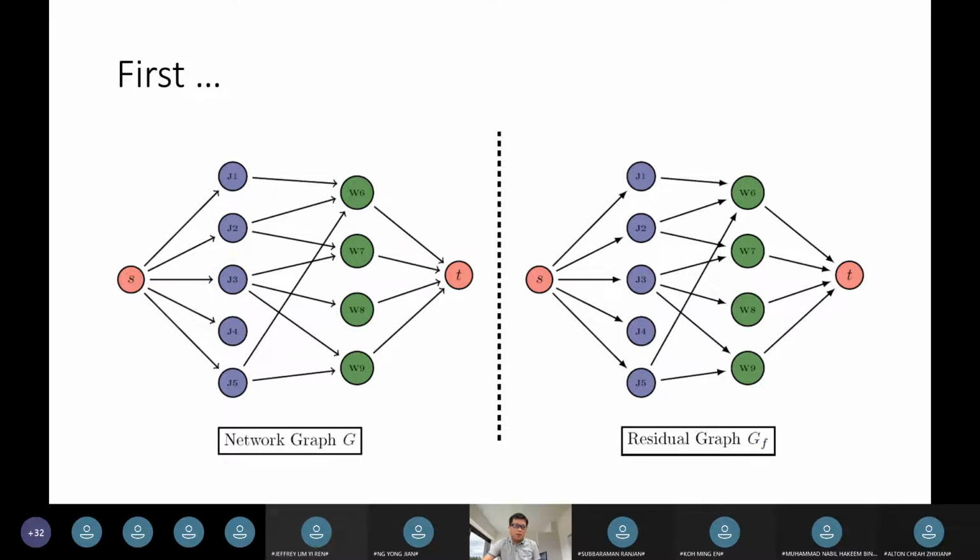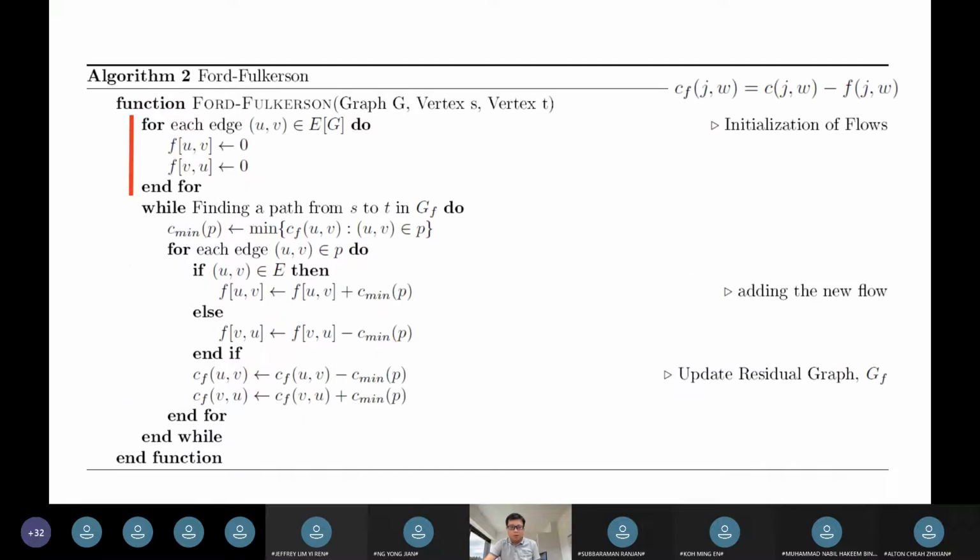So for example, first we have this one: the original network and the residual network are identical because there's no flow at all. We haven't found any flow at the beginning. Then this is the algorithm. It takes the original graph G, the source and the sink, the source and the target.